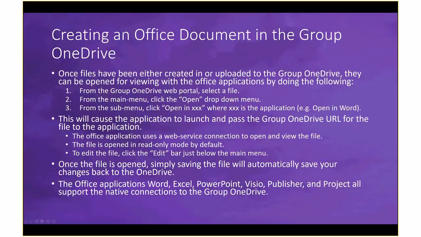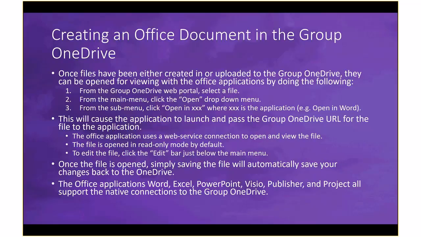Once files have either been created or uploaded to the group OneDrive, they can be opened for viewing by following a simple process, which I'll demo in just a second. This is going to cause the application to launch. So Word, as an example, will pass the OneDrive URL for the file you're interested in down to the application when it launches. Then the application will create a web service connection back to the Office 365 service, the OneDrive service built into Office 365, to get and open the file for viewing.